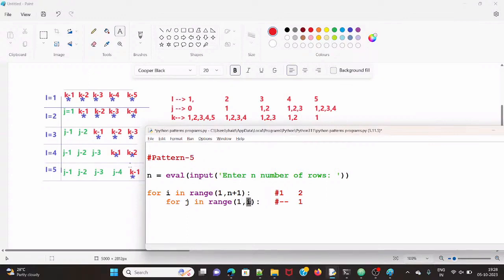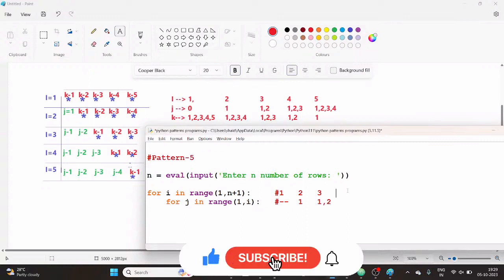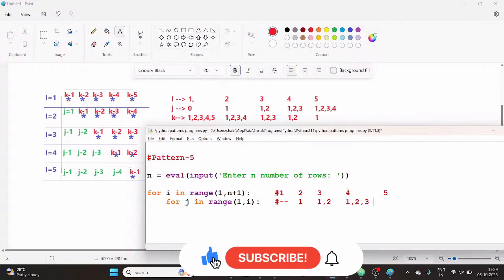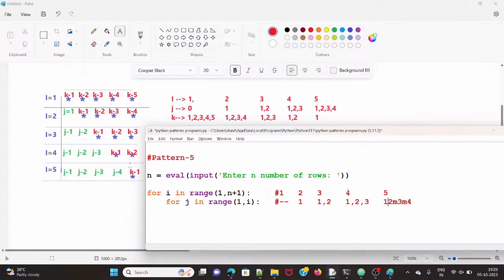Next, when I value is 3, 1 comma 3 means 1, 2 will come, guys. When I value is 3, the J value will be 1 comma 2. Same, guys, when I value is 4, then J will be 1, 2, 3. When I value is 5, then J will be 1, 2, 3, 4. That's all about the J.